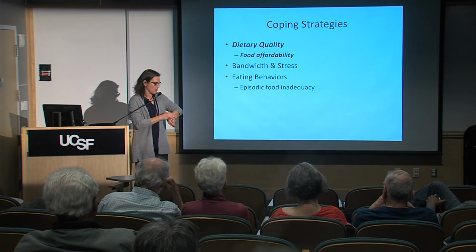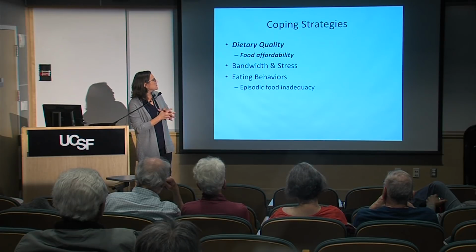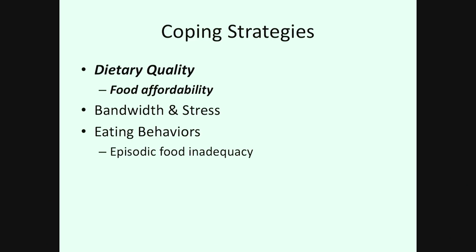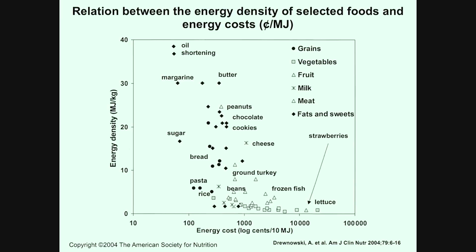So I'm going to start by just talking a minute about coping strategies, starting with dietary quality and food affordability. This is a study that looked at the energy density of foods and their costs. And really what I want you to pay attention to here is that if I sent you to the store with $4.50 or $5 to spend on food today, that's all you got, $5 on food per day, how would you get to your 1,800 or your 2,000 calories?